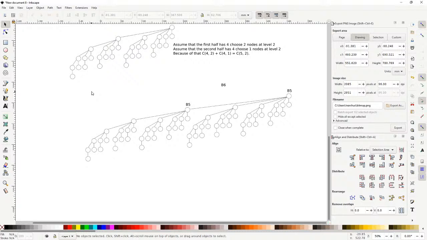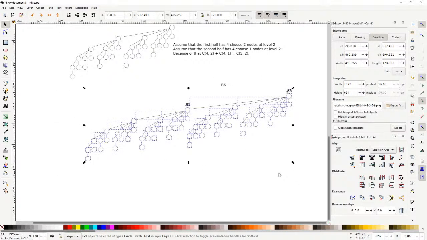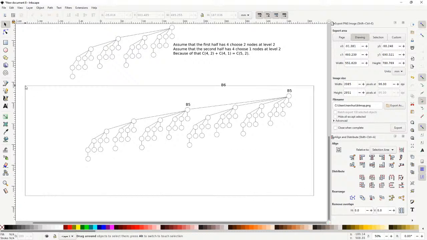I do kind of like the B6. Look at this thing. It's a beautiful little structure, right? I think I know my answer to number 12.